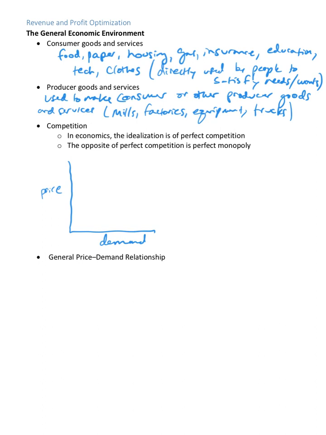Okay? So the relationship between these two things, it turns out in this idealized economy, is a line that looks like this. The more demand there is for a good, the more competition there will be for selling that good, and the lower the prices will get. The less demand there is for a good, the less competition there will be, and the higher the price of the good can be.